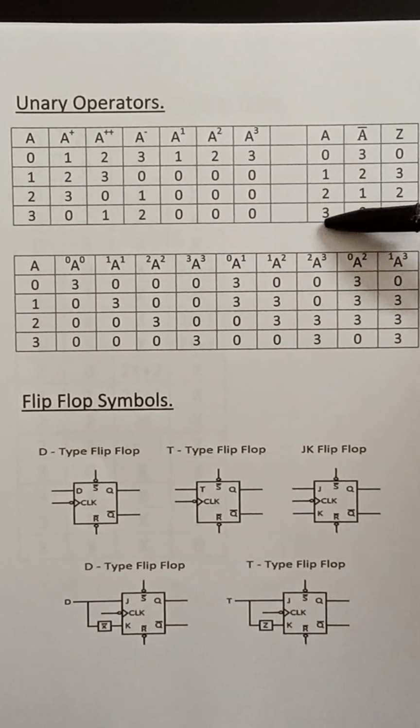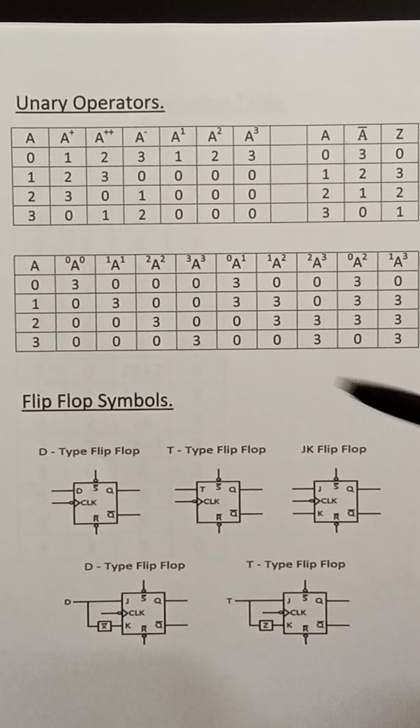So here we have A bar. This reverses the order of the truth table. So in response to 0, 1, 2, 3, you get 3, 2, 1, 0. And this is Z. This is 3 times A. I'll be using that here, which I'll explain in a bit.